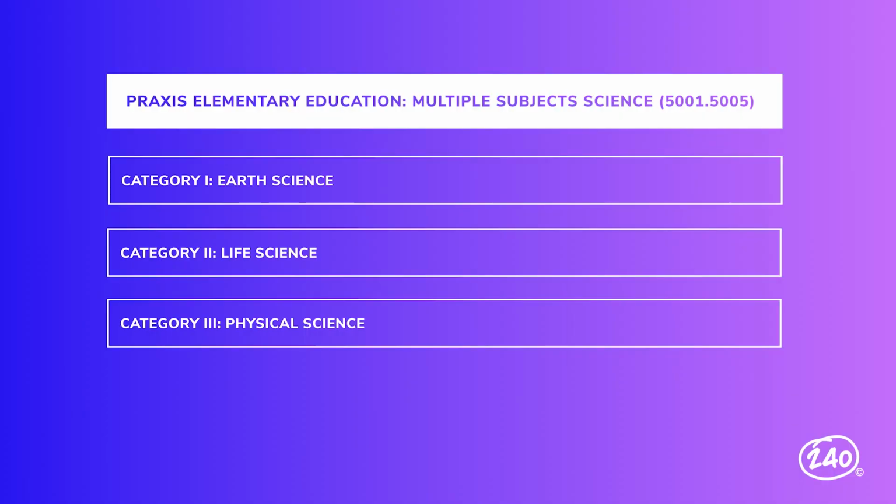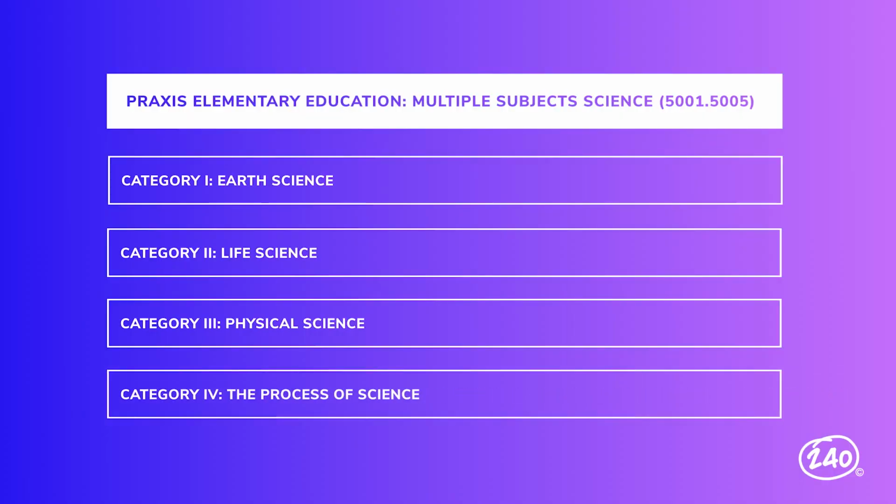Since the test creators listed these 4 specifications in every category, we can assume they're pretty important. So let's pull these out and make a 4th category. We'll call it the process of science.